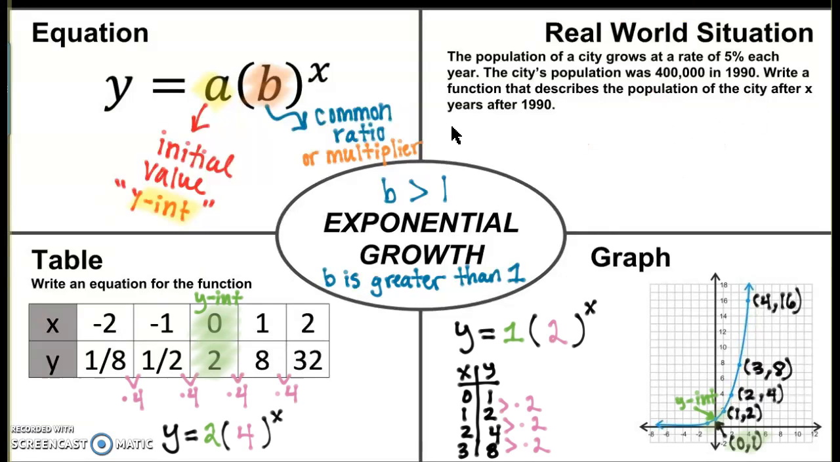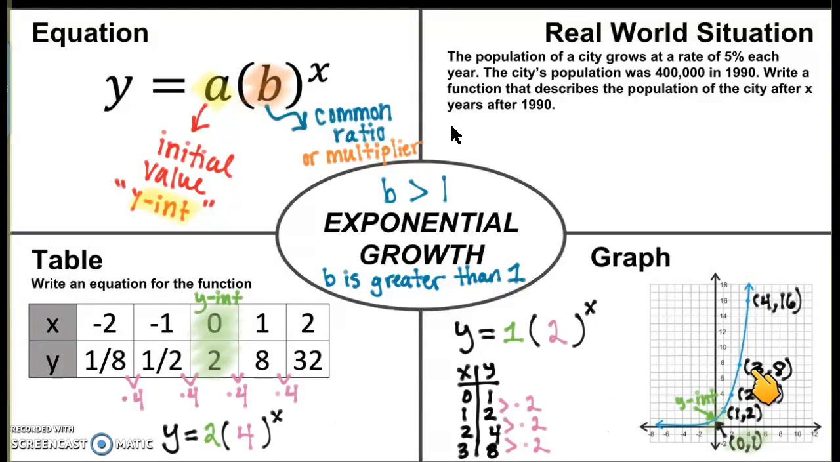So now that you've written the equation for the table and the graph, this is what you should have got. If you decided to write this by hand, you should have figured out that we're multiplying by 4 each time to go from 1/8 to 1/2, from 1/2 to 2, from 2 to 8, and from 8 to 32. This is considered our common ratio or our common multiplier. We also needed the y-intercept, and we can get that directly from the table. That's whenever the x value is 0, so my y-intercept is 2.